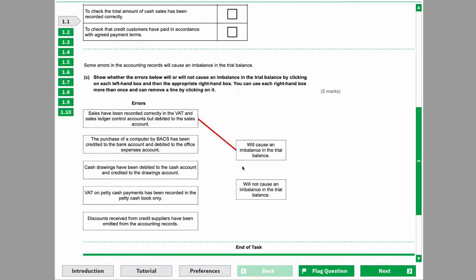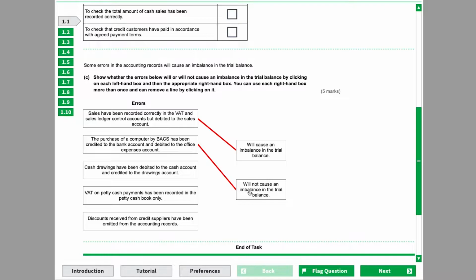Next, the purchase of a computer by Bax has been credited to the bank account and debited to the office expense. So the error here would be more than likely that a computer purchase would be debited to computer equipment, but instead it's been put to office expenses. Both accounts increase with a debit, and there is nothing to suggest that the debits or credits wouldn't match up here. They've just more than likely selected the wrong account to put the computer to. Now, because the debits and credits are equal, there's also been a debit and a credit entry, that would not cause an imbalance. So let's select that.